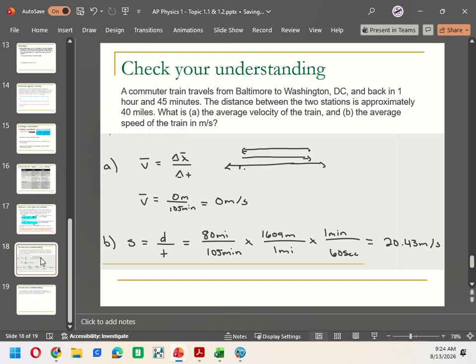I highly recommend you start by writing out, with the variables, the information that's given to you, and that'll help you set up your problem. Start listing what you know. Okay, so start by writing out what you know from that one.